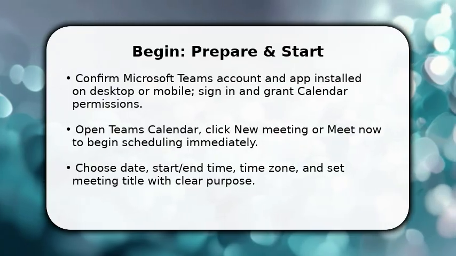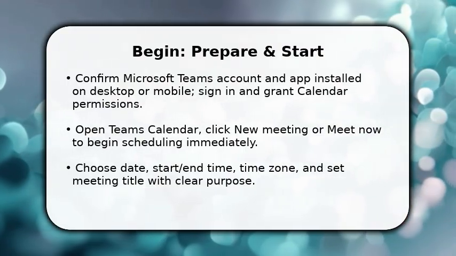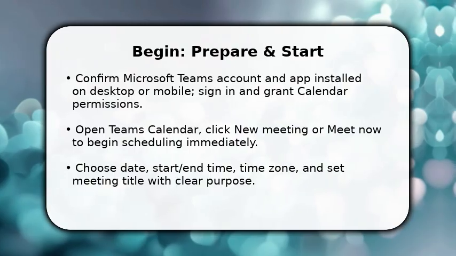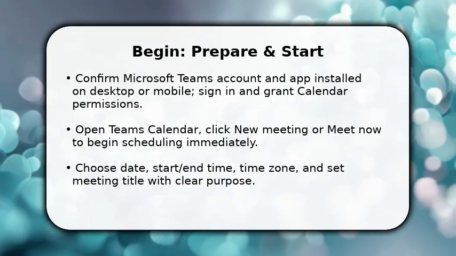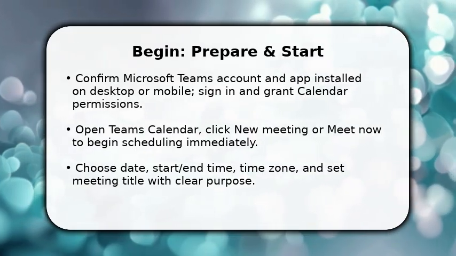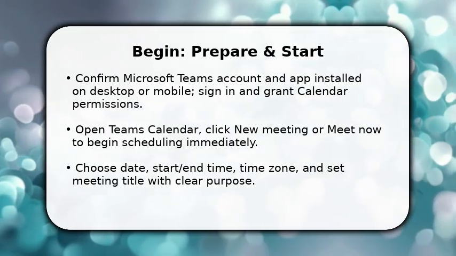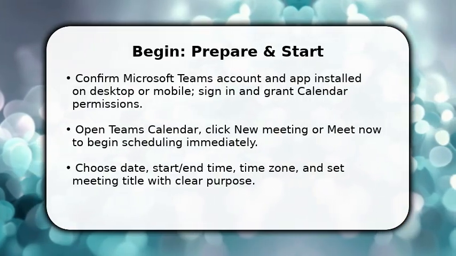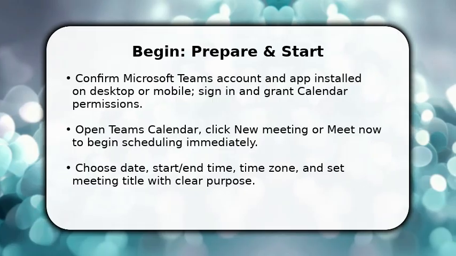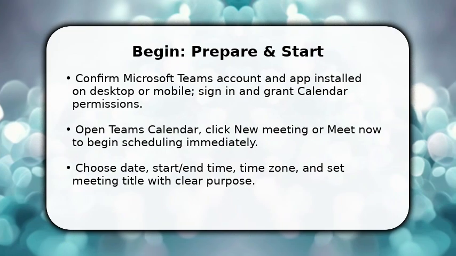You have the essentials ready: an active Teams account and calendar access. First, open the Teams calendar and click New Meeting. Once done, type a concise, specific title and pick the date, start and end times, and correct time zone so attendees see accurate slots. Make sure to select whether this is a channel meeting or private event. Channel meetings post to that Teams channel and save chat and files automatically. This starts the scheduling flow quickly and consistently.